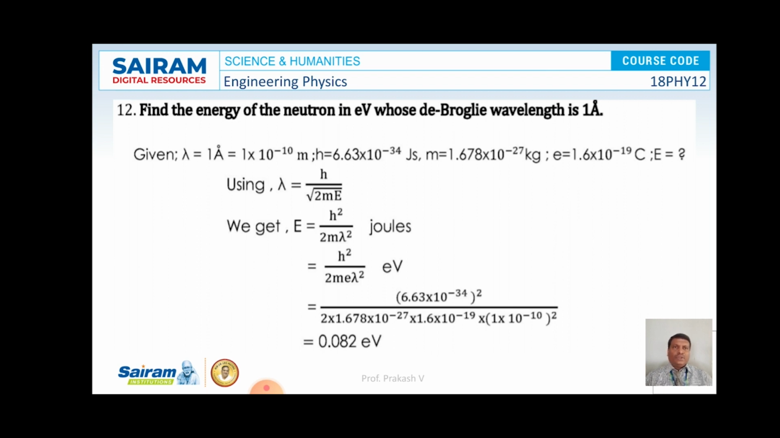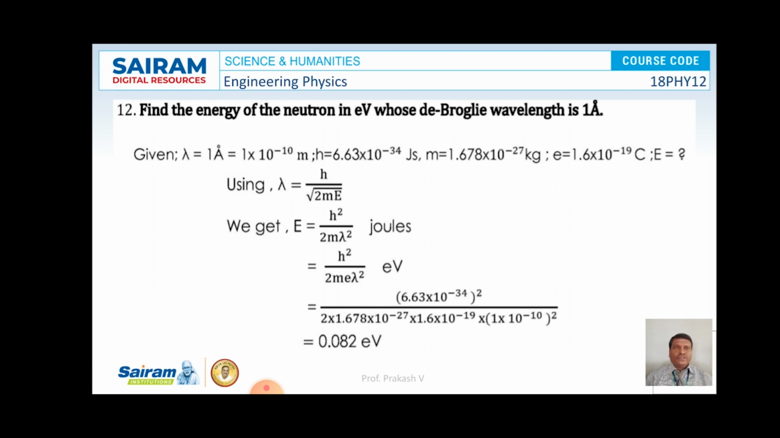So we know that lambda is equal to h by square root of 2mE. Therefore E can be written as h square by 2m lambda square, so many joules. So substitute the value of h, m, e and lambda here. So we get h is substituted as (6.63 x 10^-34) whole square divided by 2 x 1.678 x 10^-27, that is mass of the neutron, into charge on the electron, that is 1.6 x 10^-19, and lambda is 1 x 10^-10 whole square.